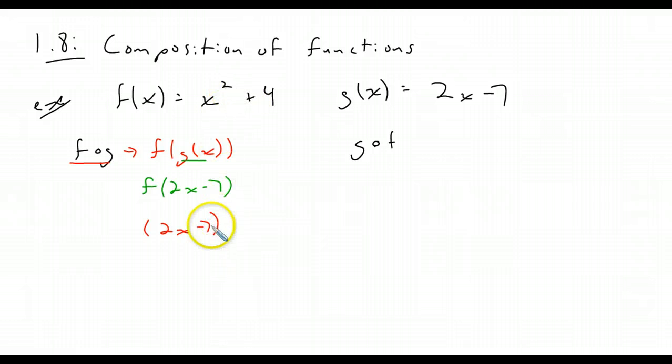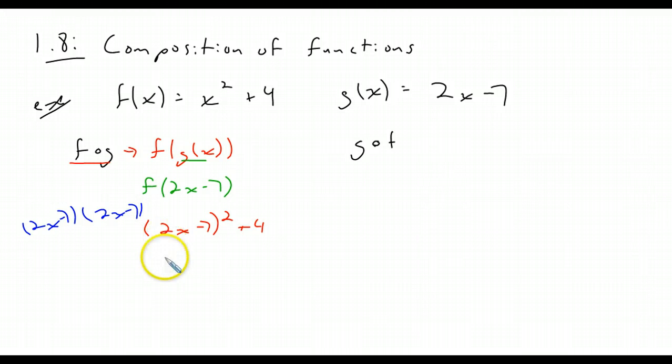So 2x minus 7. It is squared, so I'm going to square it here. Plus 4 is on the outside, so plus 4. And then it's just a matter of reducing this. But don't forget that 2x minus 7 squared is the same thing as 2x minus 7 times 2x minus 7. It is not 4 squared plus 49. Okay, you'll be missing your middle term if you do that.